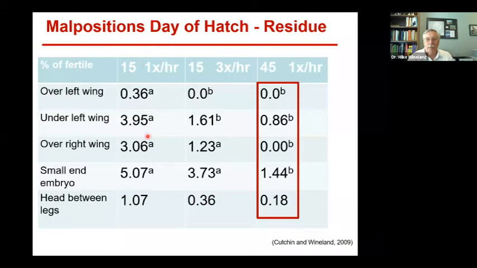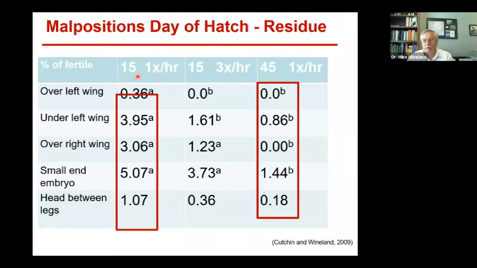Here you can see some malpositions that she noted. This is 45 1 time per hour, and this is 15 then 1 time per hour. You can see head over left wing increased significantly. Under the left wing malposition had increased significantly. Over right wing increased significantly. Embryos in the small end increased significantly. The only one that wasn't significantly different was really the head between the legs as a malposition. And then the 3 times per hour at 15 degrees was intermediate between the two.